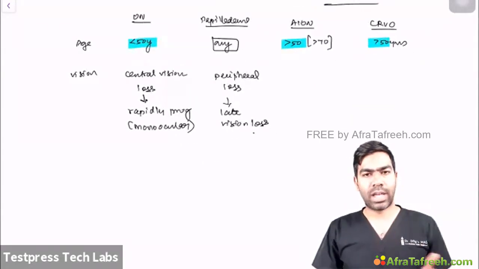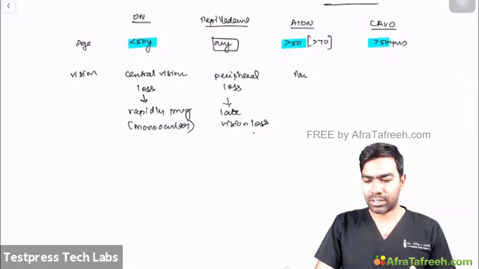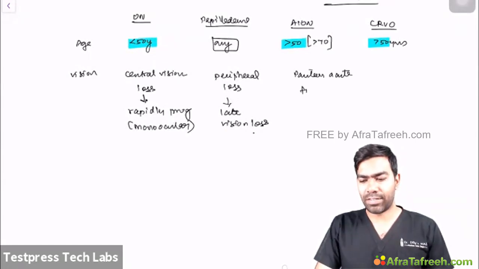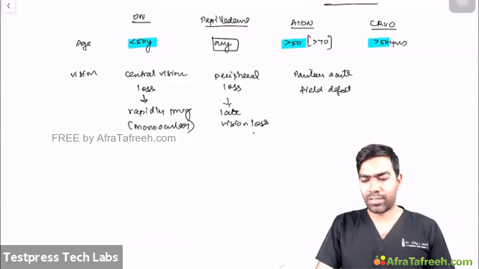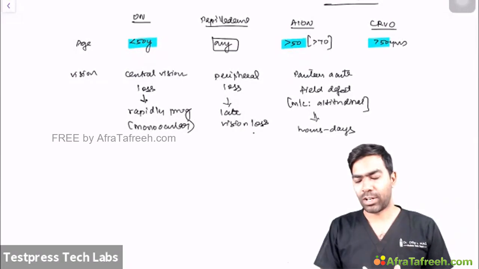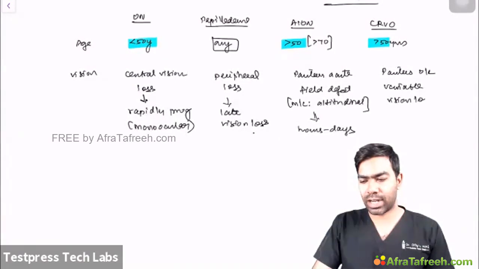And do you know how AON is going to present? AON typically presents as a painless, acute loss of vision, and it will be a field defect. Acute field defect. The most common field defect, we already know, is an altitudinal defect. We studied that already. Most often it will take hours to days. It will not be very acute. And CRVO, again, is a painless, unilateral, variable vision loss. They don't have a fixed kind of pattern.